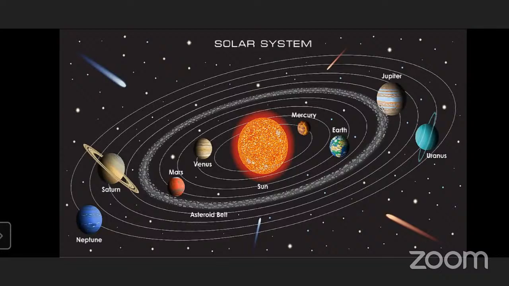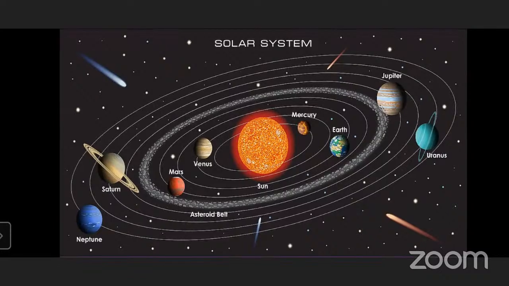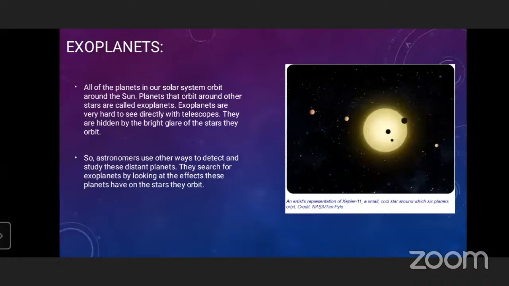Let's know about exoplanets next. All the galaxies have different types of solar systems. You know, the planets orbiting our sun are called planets. Similarly, any planets orbiting other stars are called exoplanets. Now, many researchers search for exoplanets, and these planets are affected by the other stars they orbit.